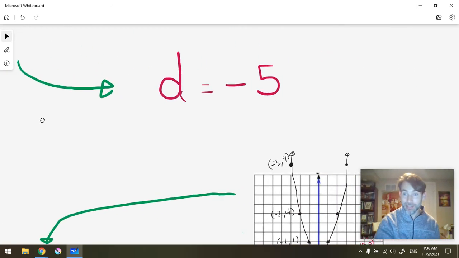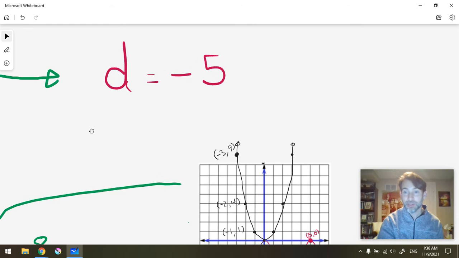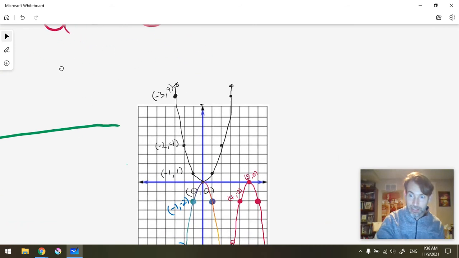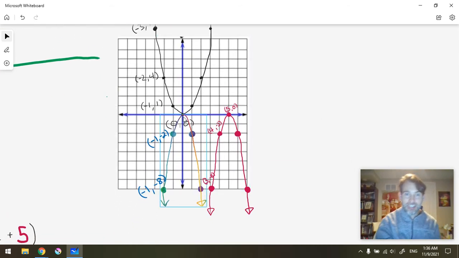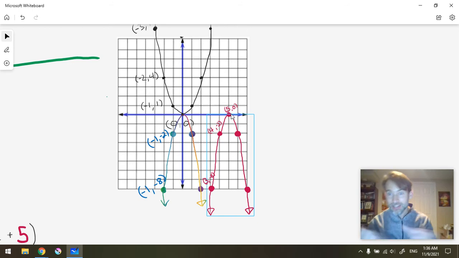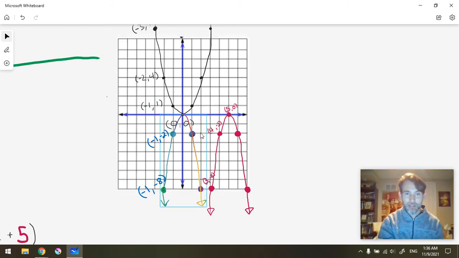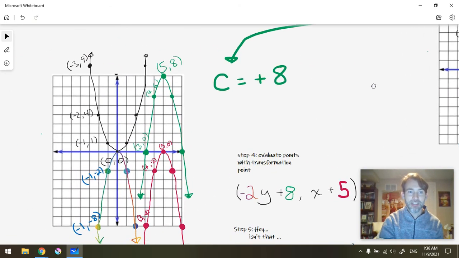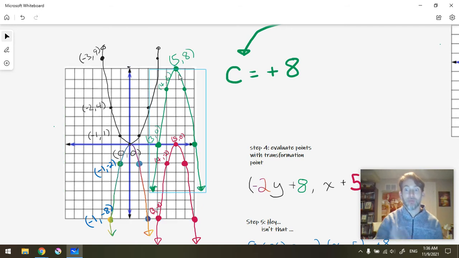Then I could apply my D transformation. So I'm going to add 5 to all of my x's because D was -5. So I have to remember it's a sign flipper, D. Sneaky D. Okay, so that slides everything, translates everything 5 units to the right. And now I just move all those points over. There we go. Then I can apply my C transformation. Raise it up. Every point goes up by 8. And so that moved that over there.